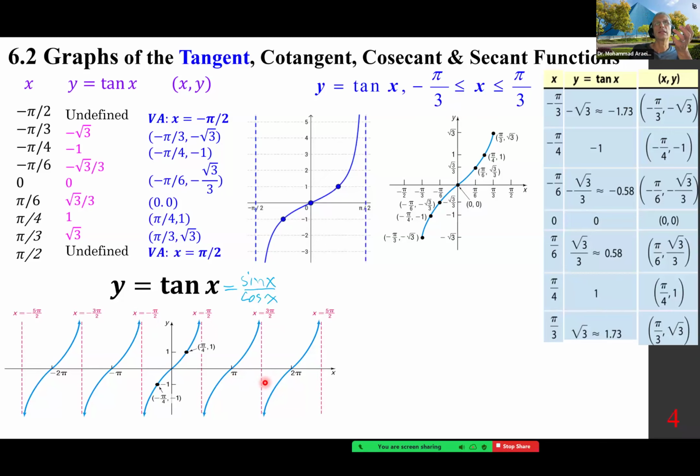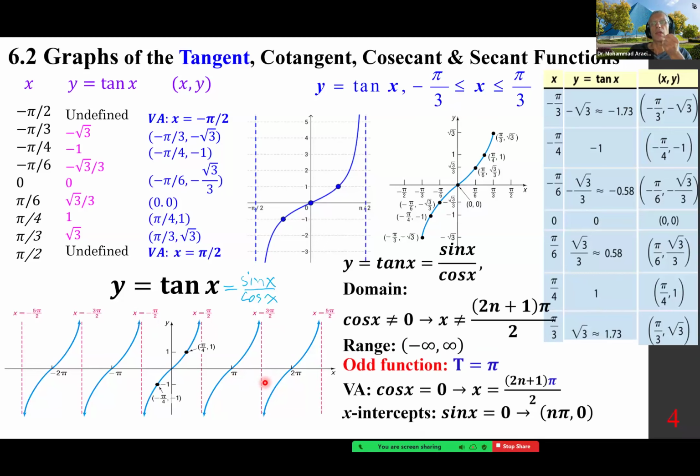So let's look at information about tan x. Because y equals tan x equals sine over cosine, the domain is all real numbers except what makes the denominator 0. So x can be any number except what makes the denominator 0. What makes cosine 0? Odd multiples of pi over 2. Remember, pi over 2, 3 pi over 2, 5 pi over 2, or on the negative side, negative pi over 2, and so on. The range has no restrictions, all real numbers.